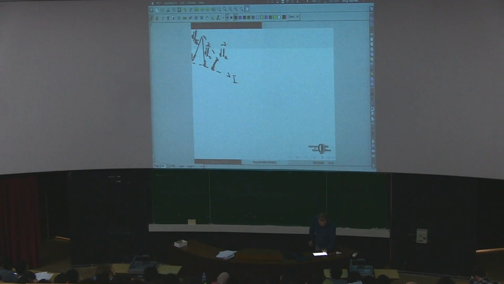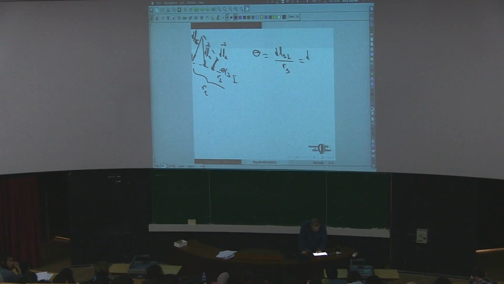And this is the angle theta. Okay, this is R1, the whole thing is R2. Now, how had we defined the angle theta? It is the arc length divided by the radius. So it is equal to dl1 perpendicular divided by R1, which is the same thing as dl2 perpendicular divided by R2. They define the same angle in radians. So that kind of completes my proof.